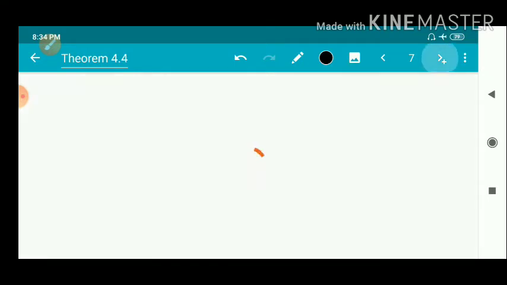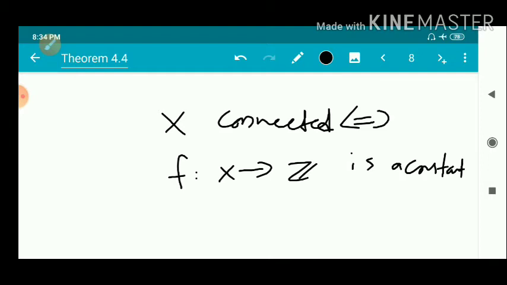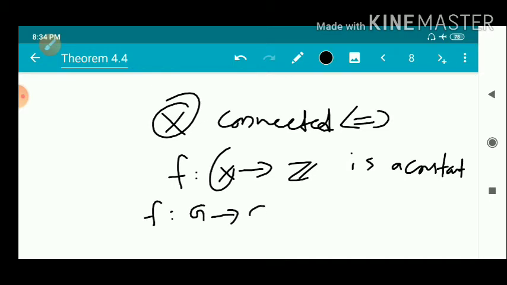So we have another result. A space X is connected if and only if every continuous function from X to the set of all integers is a constant. Every continuous function f from this space X to the set of all integers is a constant. Here in our case we have f is a continuous function from G to C. G is connected, and we can take it as f from G to f of G, which is a subset of C.